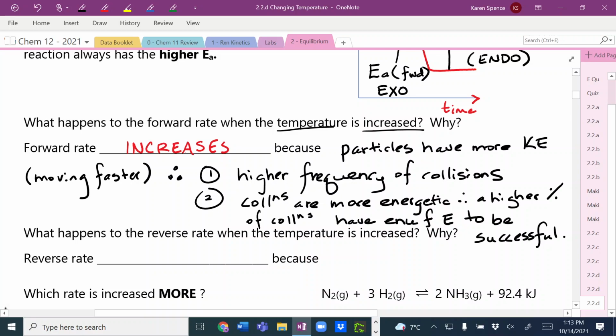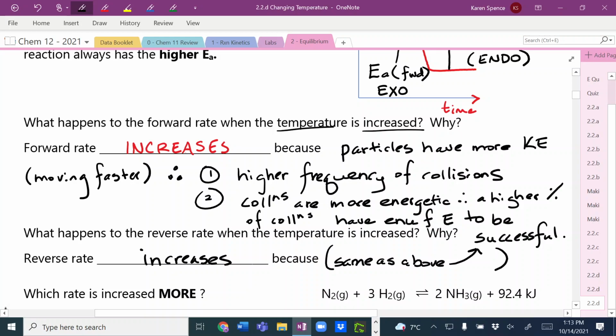What happens to our reverse rate? It increases as well. Why? Because the temperature increased, so the particles are moving faster, so they collide more frequently, and they collide with more energy. So a greater percentage of them have enough energy to be successful. So the reverse rate increases because same as above.